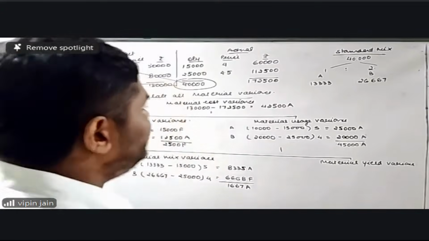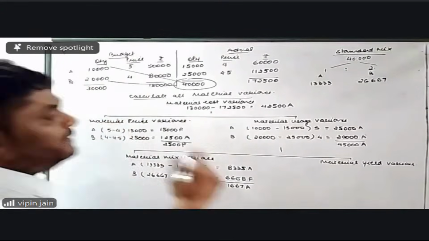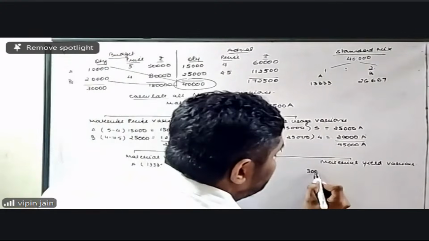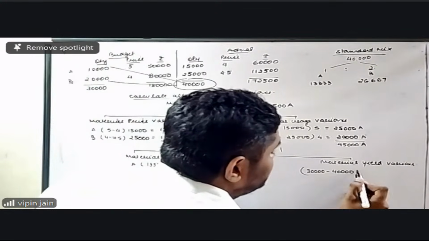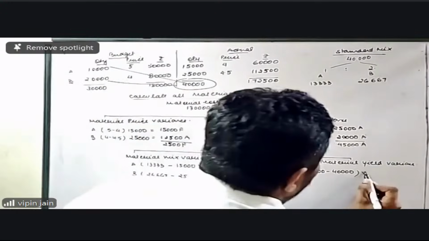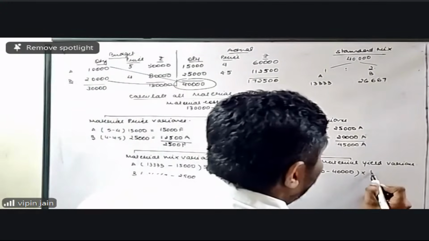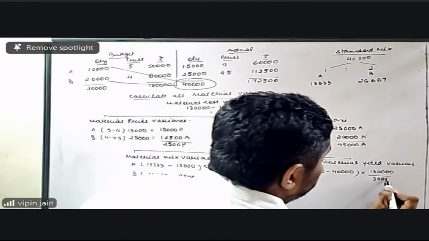What will be the material yield variance? The work was supposed to be completed by using 30,000 kgs of material, but it was completed by using 40,000 kgs. 10,000 extra kgs we consumed into the weighted average price, that is 1,30,000 divided by 30,000.